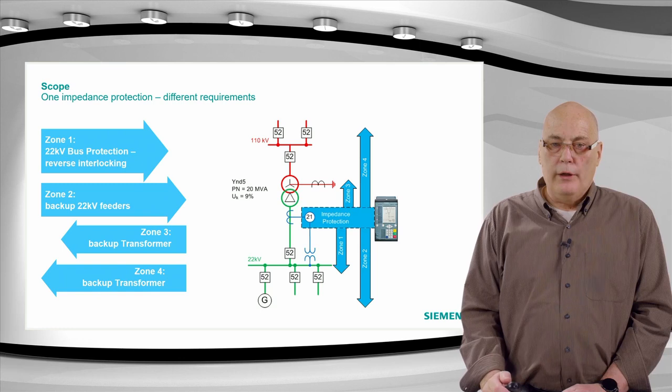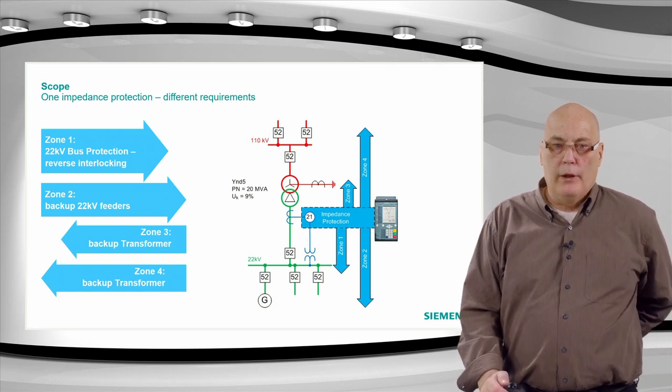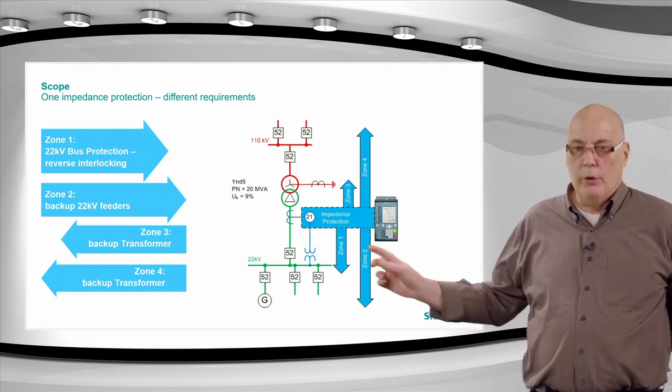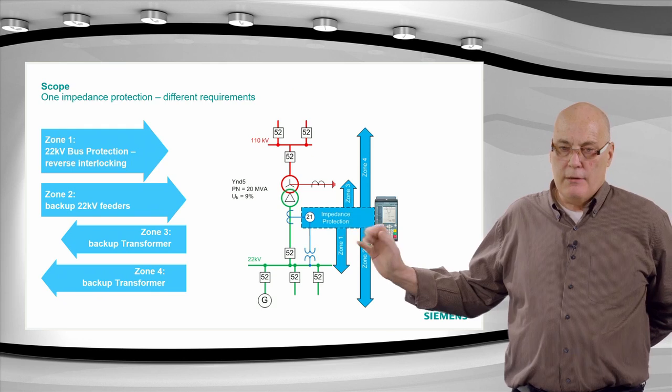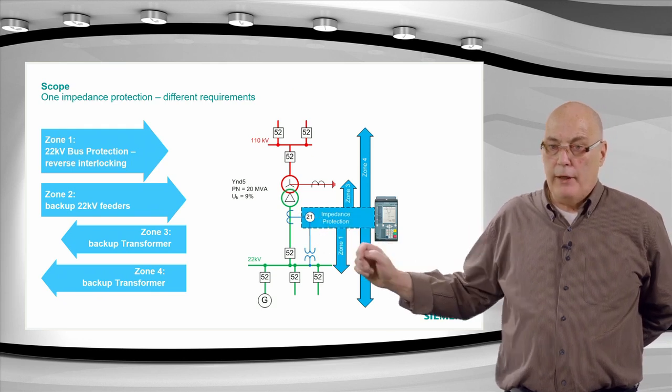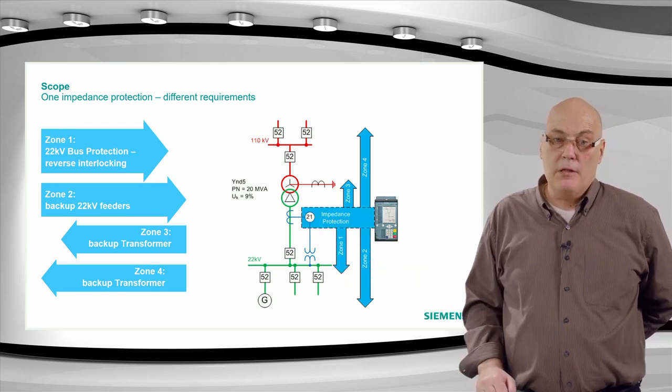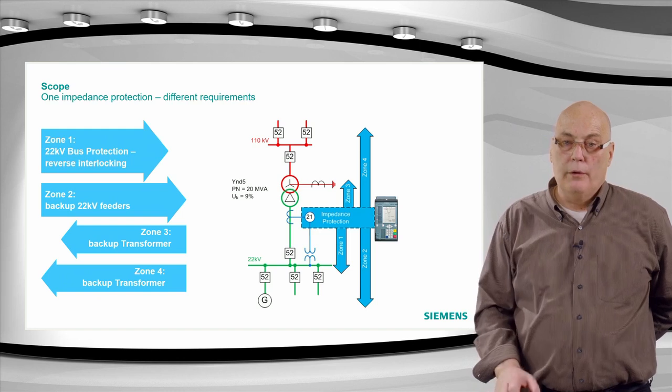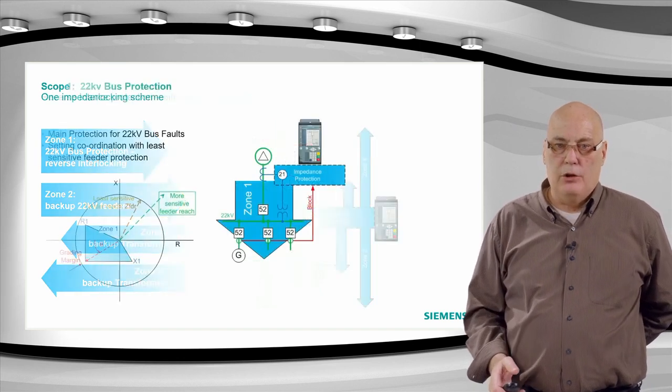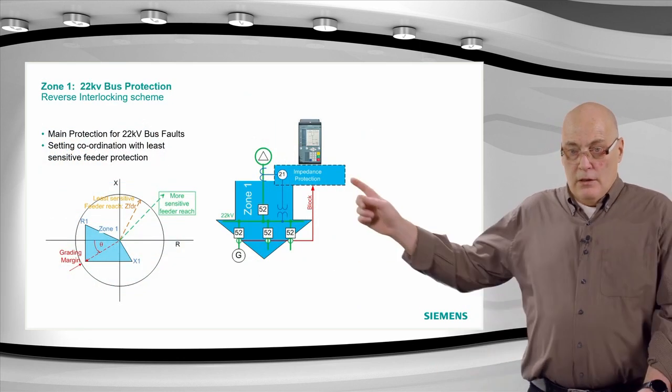The zone coordination is then the next step we will look at. Okay, so we've clearly identified what we are doing here. This relay is applied here on the LV side of the breaker, and it's got multiple tasks to do. And how are we going to implement all those tasks and get the job done? Starting off with the zone 1.